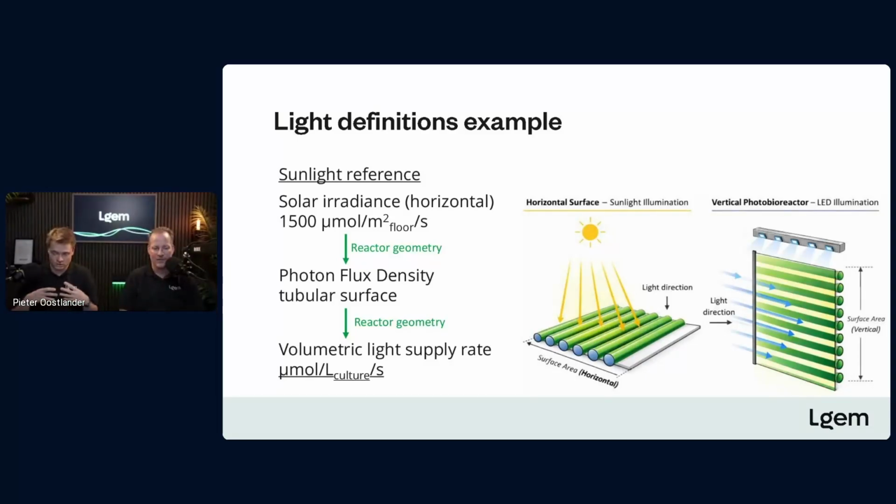So to do that, we need to take the amount of sunlight that we have. Then we need to take into account the reactor geometry. So how many tubes do we have? How many floor meters do they use? What's the volume of the tubes? Those kind of things. And then we can convert the light that we have from the sun to an amount of light that we can have per unit of culture. And doing it that way, we can convert a peak light intensity from the sun, for example, 1500 micromoles per square meter per second, to a volumetric light supply rate.